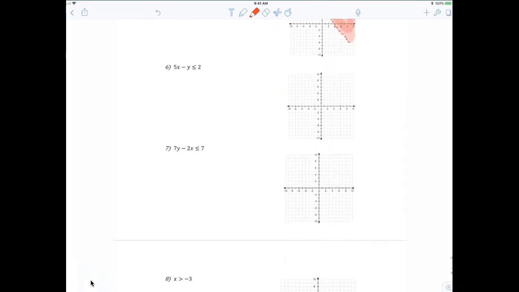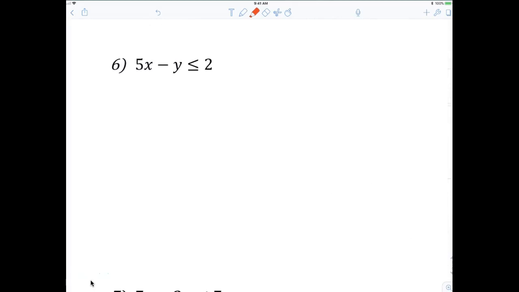Now, number 6. Here we go. Solving for y, what do I need to do? You have to use 5x over. So it would be negative y is less than or equal to negative 5x plus 2. Now what? Would you want to make it positive? Yep, so I change. Y is greater than or equal to 5x minus 2. That's all there is to it.